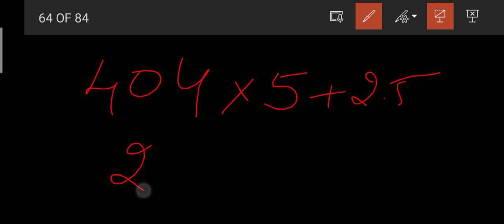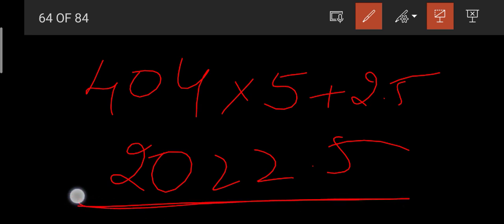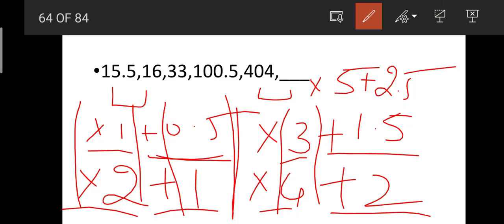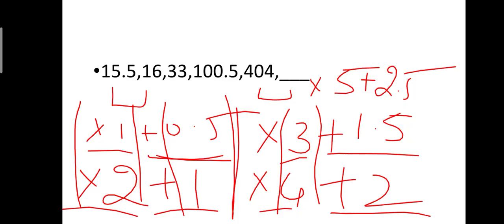In order to get our answer, 404 should be multiplied with 5, and then we should add 2.5. Okay, then what will be our answer? Our answer is 2022.5. Okay, this is also one of the logic I have discussed in our previous videos. I hope you got the answer. And coming to our next question, try to solve this.